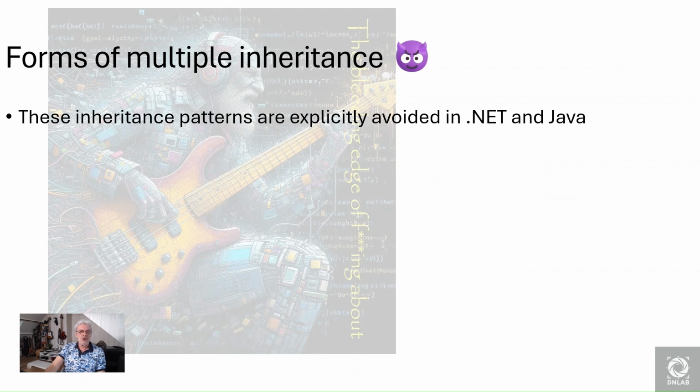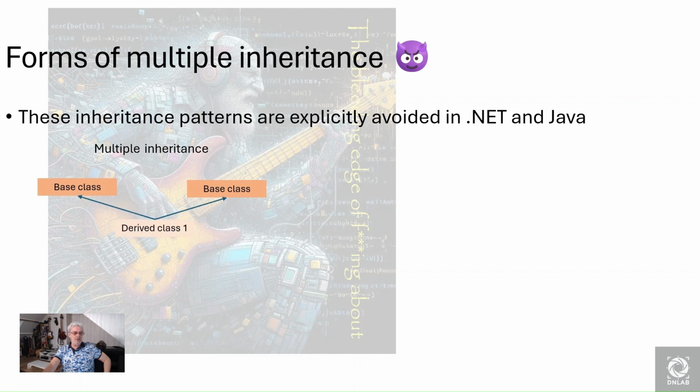So, we also have forms of multiple inheritance, and you can see by the nasty looking devil that we do not like this. These inheritance patterns are strictly avoided in .NET and Java. The reason why they are avoided will be explained on the next sheet, or at least some of those reasons. We have the first form of multiple inheritance, which is called, would you believe it, multiple inheritance. This means we have two base classes and we have one derived class which inherits both base classes.